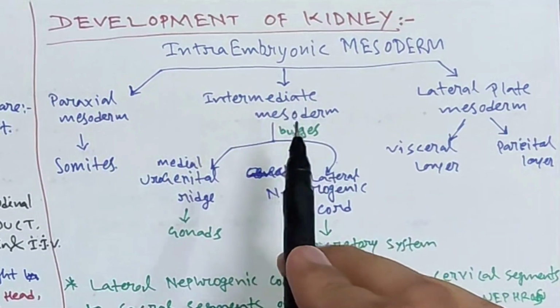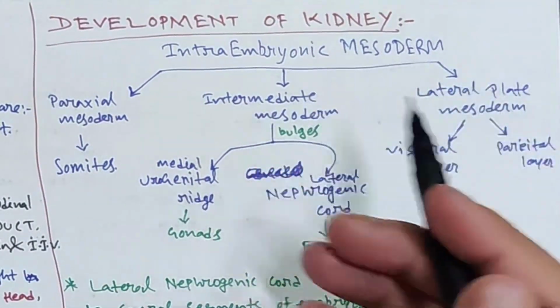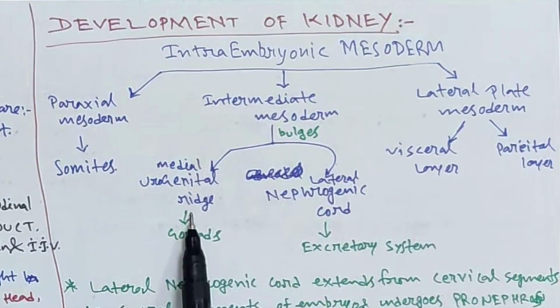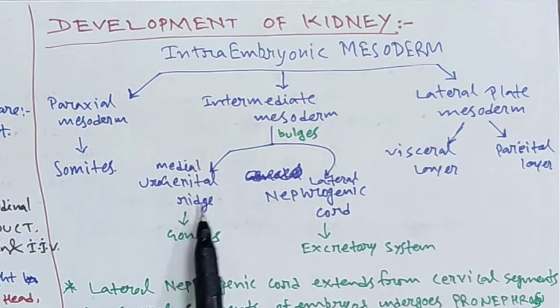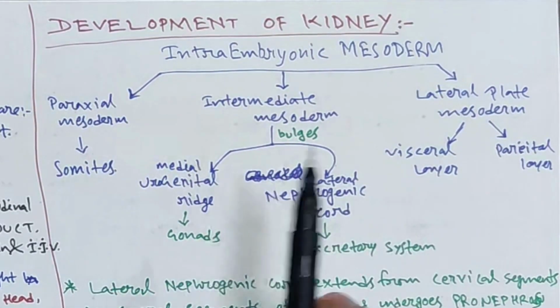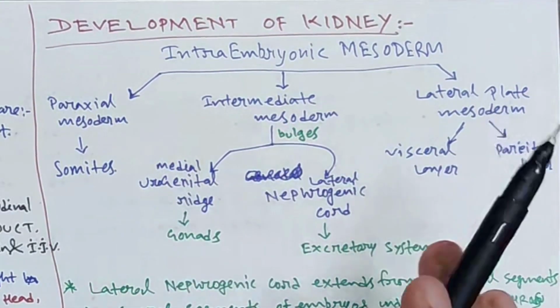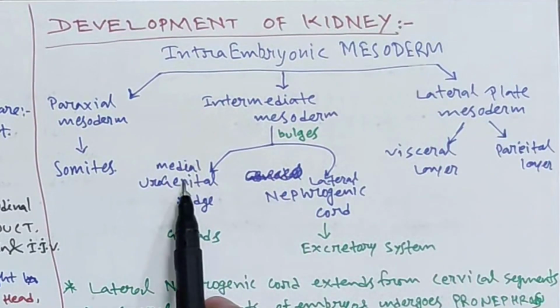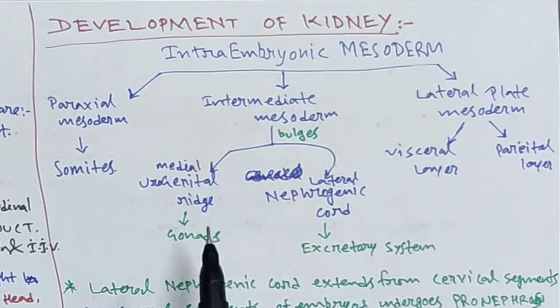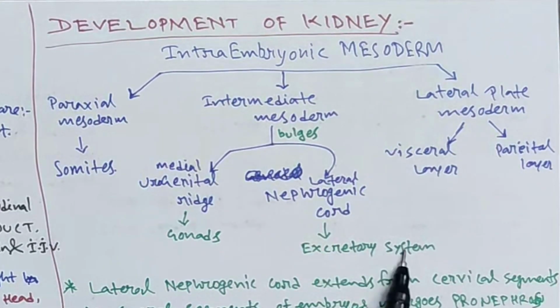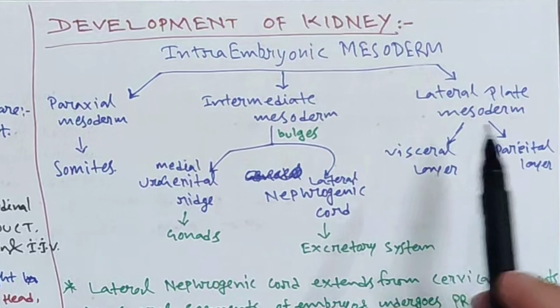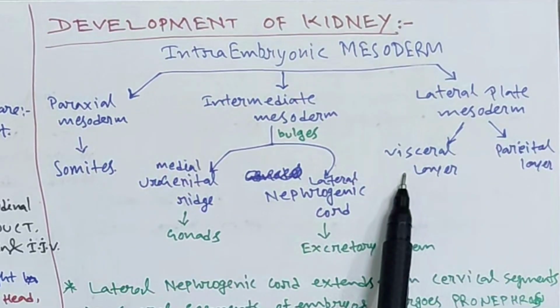Intermediate mesoderm gradually bulges and forms two segments. One is the medial segment, the urogenital ridge, and laterally we have two nephrogenic cords, right side and left side. Now, the medial urogenital ridge forms the gonads and the lateral nephrogenic cord forms the excretory system. And the lateral plate mesoderm, you know that it forms the somatopleure and splanchnopleure.